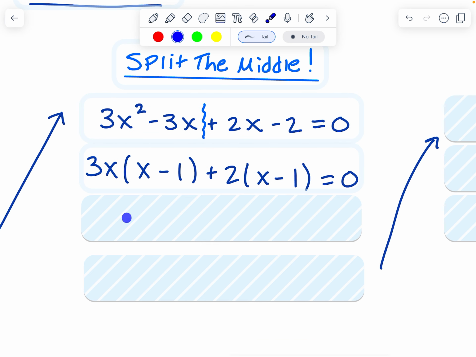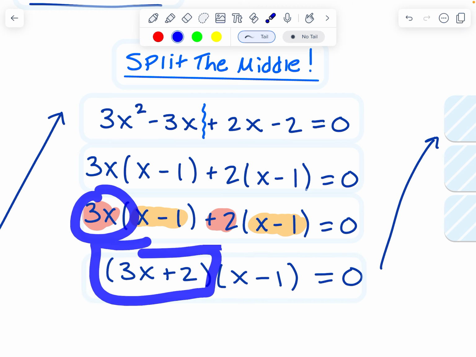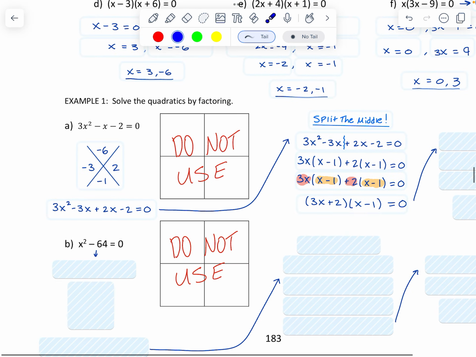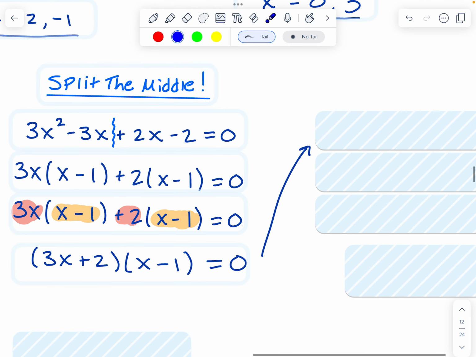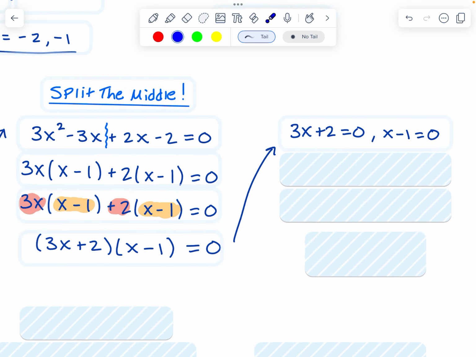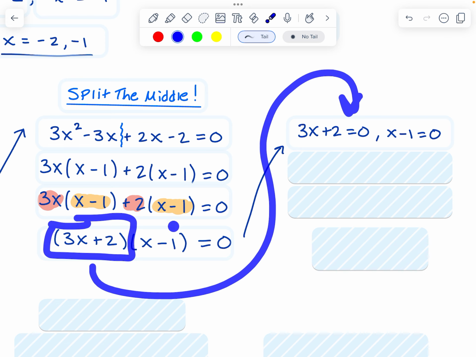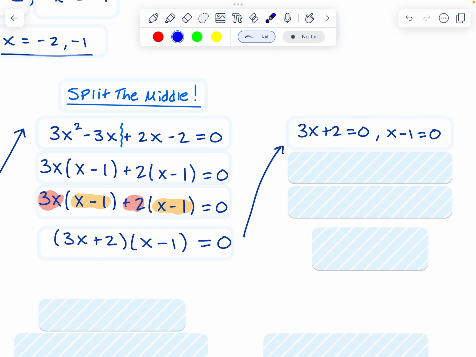Now we're going to group. We're going to group what we were able to take out, 3x plus 2, and what we had to leave behind, x minus 1. And now hopefully here is where you can see, okay, we've done this before, this was on our quiz, but now we're going to take it one step further and solve for each of those x's by using the zero product property. It tells us that 3x plus 2 is equal to 0. X minus 1 is equal to 0. We can solve for x for both of those.